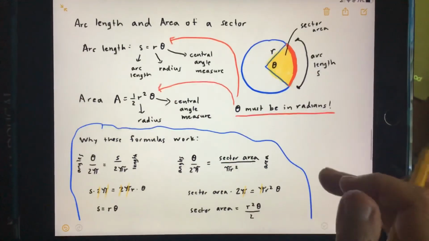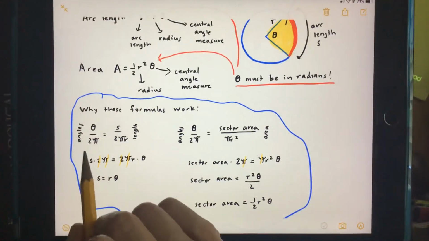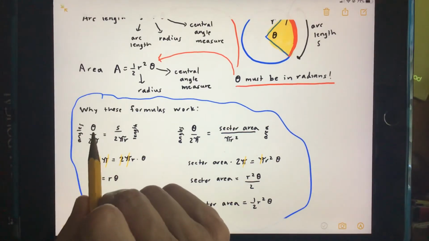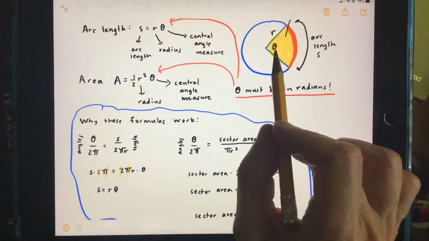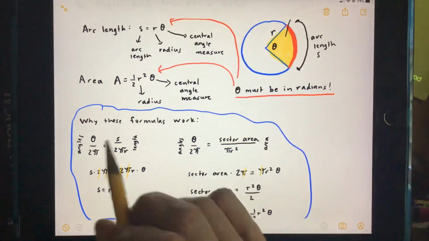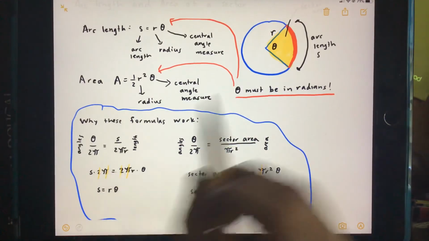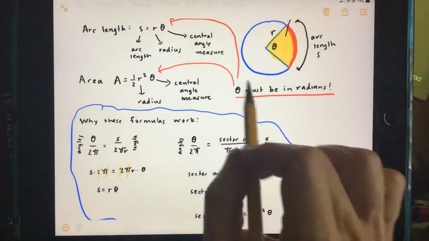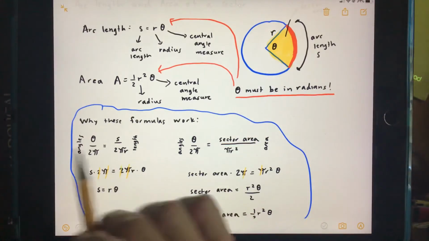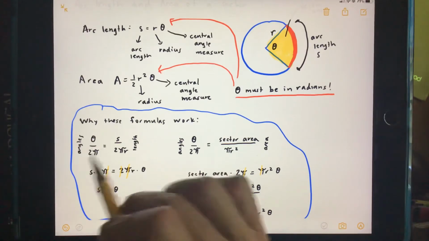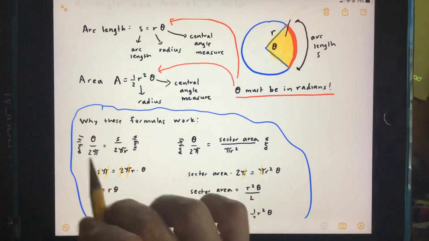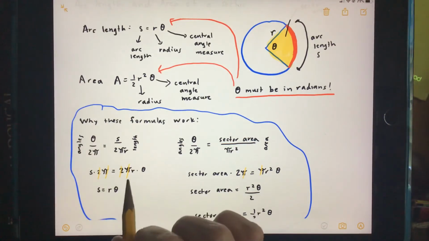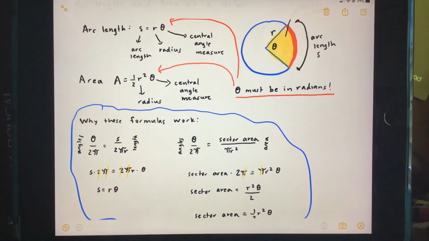Okay, why do these formulas work? Well, here's where we can think them through. If we write the ratio of the angles, the angle theta in this diagram compared to 2 pi, which is all the way around the circle, then that ratio would have to be equal to the arc length compared to the entire circumference of the circle that we know is 2 pi r. So we have this angle ratio equal to this length ratio that we know has to be true. And so we simply solve for S. I'm going to use cross products here and get S times 2 pi equals 2 pi r times theta. And then my 2 pi's cancel out, and I'm left with S equals r theta. That's where this formula comes from.